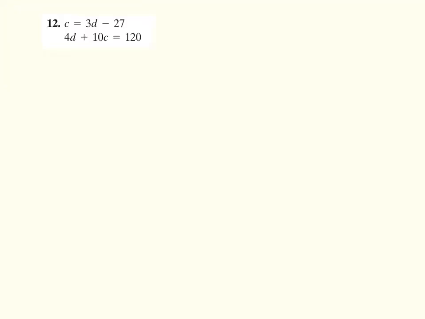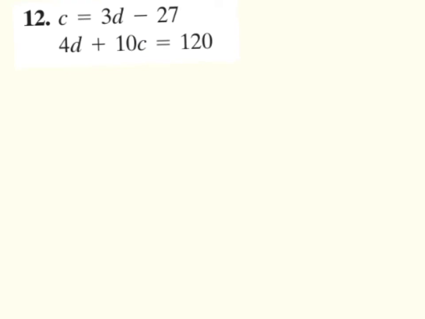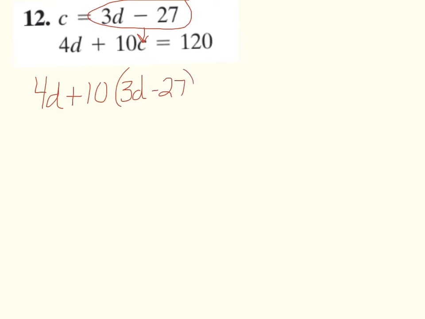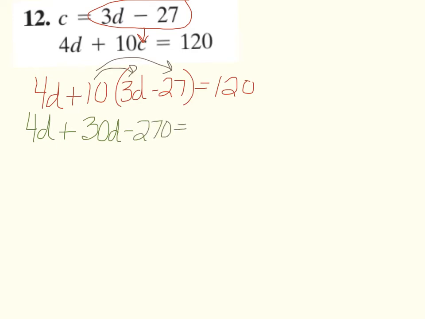Okay. Number 12. I'm going to take the 3d minus 27 and substitute it in for c. So when I rewrite that, I have 4d plus 10 times the quantity 3d minus 27 equals 120. I need to distribute. So now I have 4d plus 30d minus 270 equals 120. 4d plus 30d is 34d.